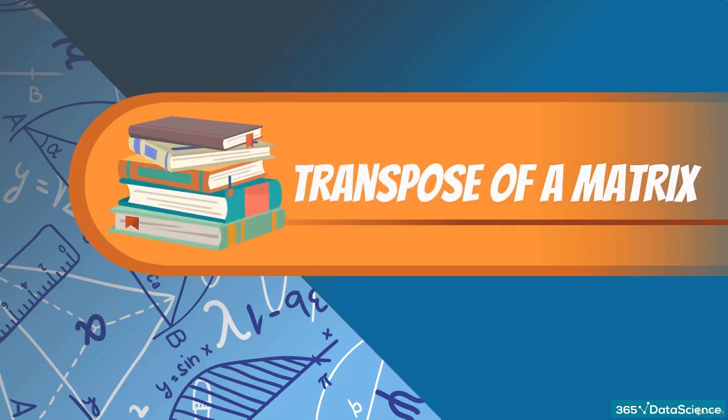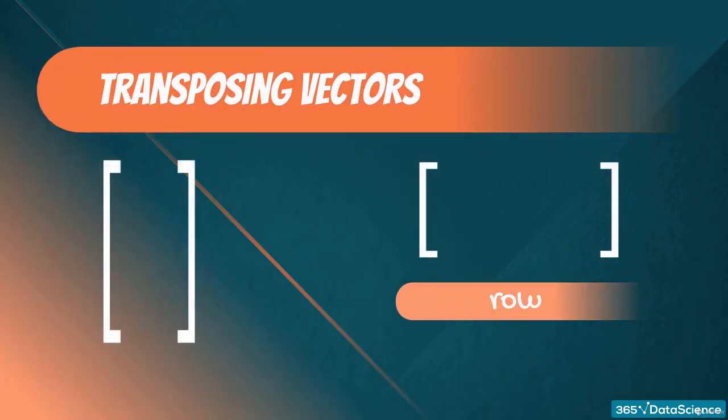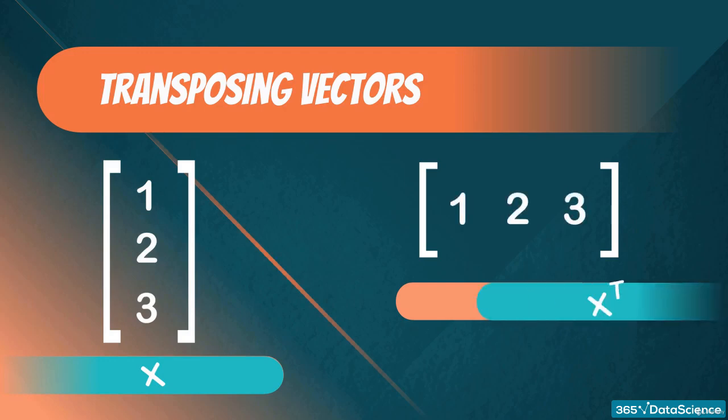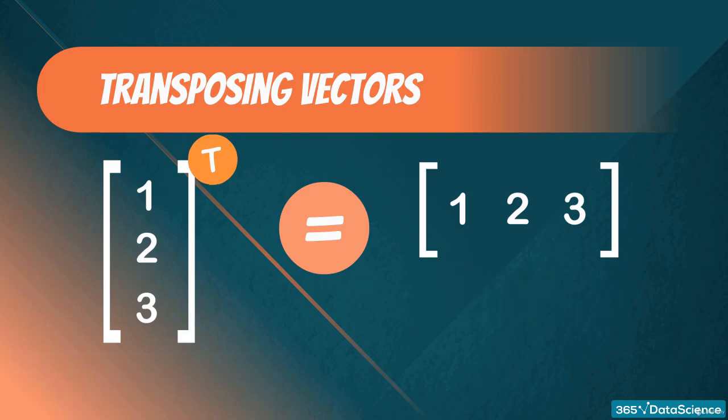In this lesson, we will discuss the transpose of a matrix. Let's start from vectors. We already know that vectors are either rows or columns. So, let x be the column vector 1, 2, 3. There is a special operation which can turn it into a row vector. We can transpose it. Transposing the column vector 1, 2, 3 would yield a row vector 1, 2, 3. We denote this operation with the letter T as a superscript. Therefore, x transposed, or the column vector 1, 2, 3 transposed, equals the row vector 1, 2, 3.